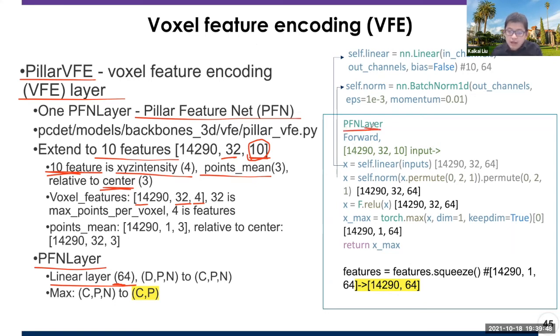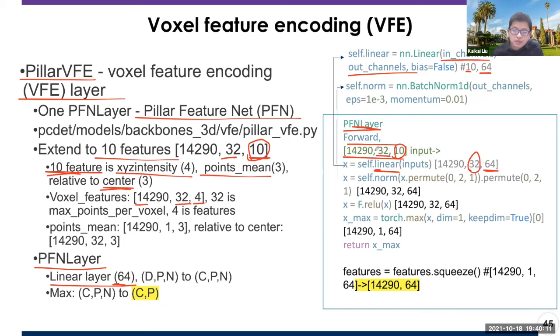This is the PFN layer in the forward part. This is the input. 32 times 10 is already the extended dimension. They go to this linear layer. The linear layer definition is just the in channel and out channel. In channel is 10, out channel is 64, right? So after this linear layer, the 10 features become 64.